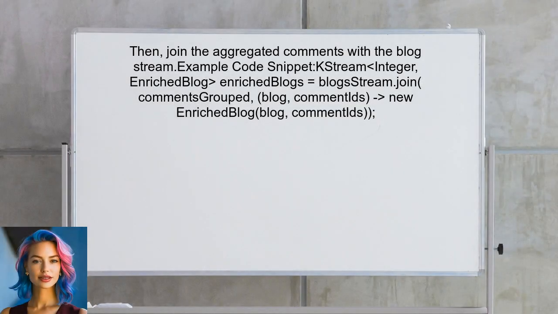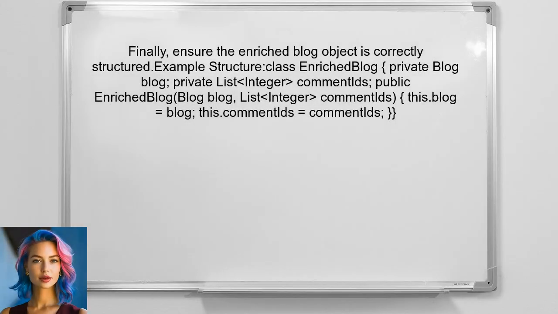Then, the user can join the aggregated comments with the blog stream. This will allow the user to create an enriched blog object that includes an array of comment IDs. Finally, the user should ensure that the enriched blog object is correctly structured. This means that the new object should contain the blog details along with the array of comment IDs.